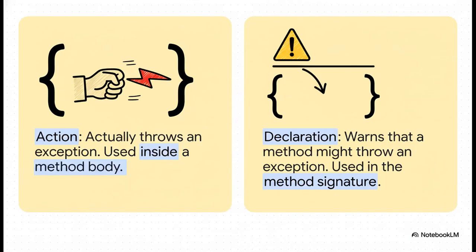Okay, now this next bit is a classic point of confusion for so many developers, so let's clear it up once and for all. Throw versus throws. Throw with no S is the action. It's the verb. It's you inside a method actually launching that exception into the air. Throws with the S is a declaration. It's like a warning sign you put on your method signature. It tells any other piece of code that calls this method, hey, just a heads up, this method might throw this kind of exception, so you better be ready to catch it.